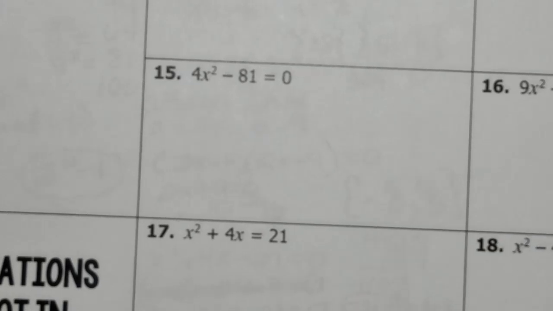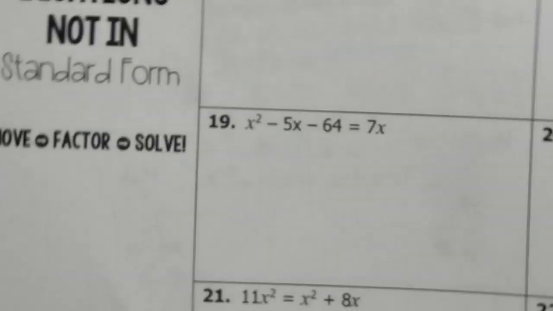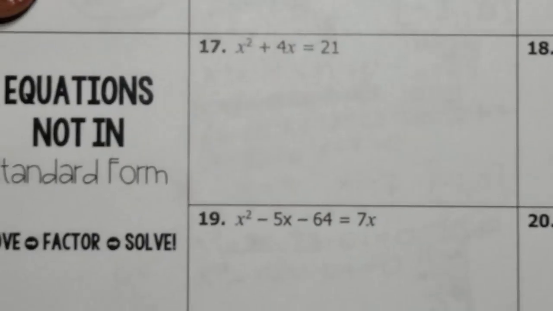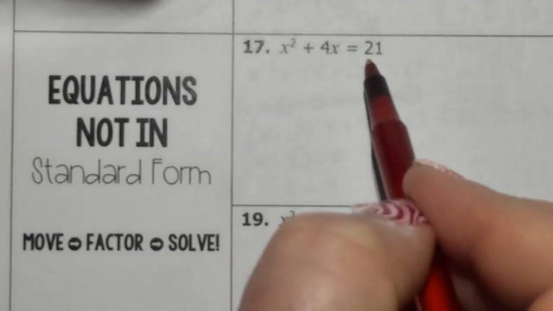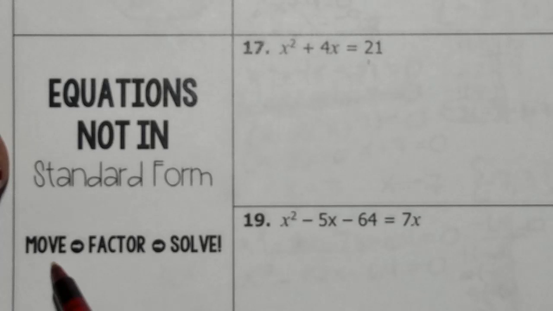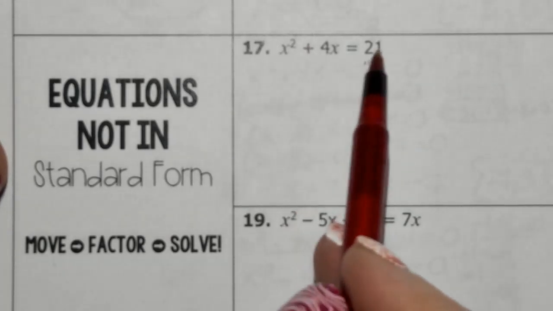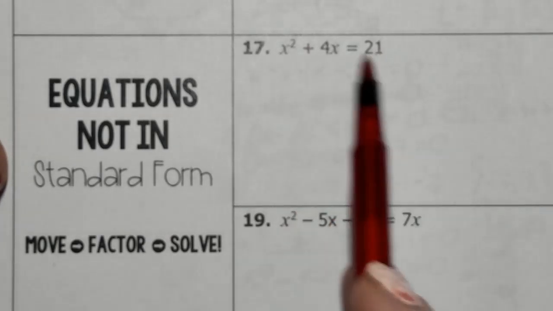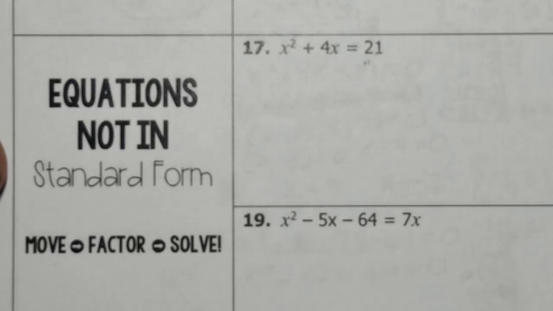Okay, we're going to do equations not in standard form now. This is number 17. You notice these are not set equal to 0, so you're going to have to move this over. So it's going to be equal to 0. Whatever is on the right-hand side has to come over and join the left-hand side.